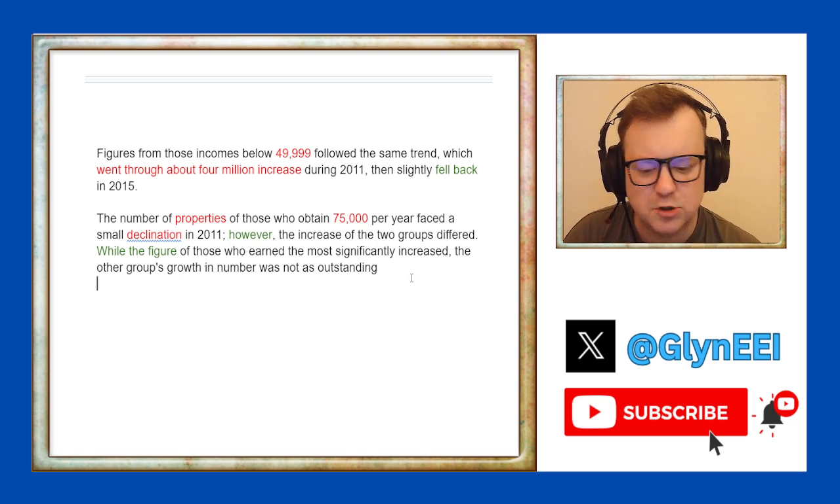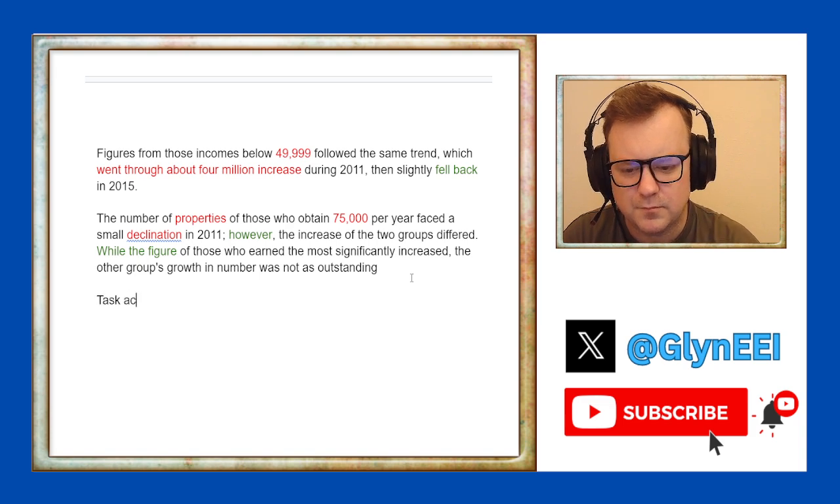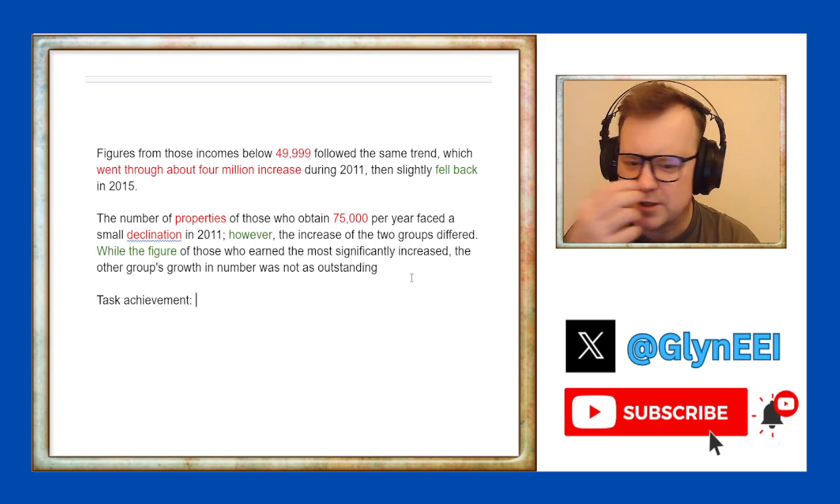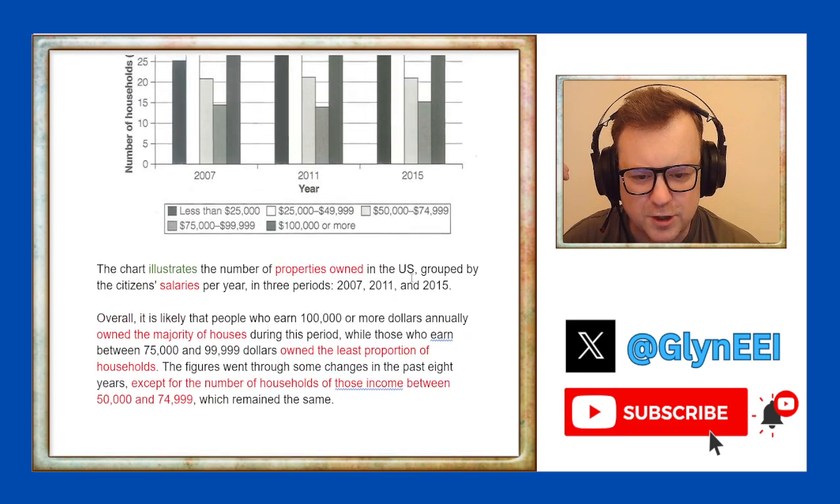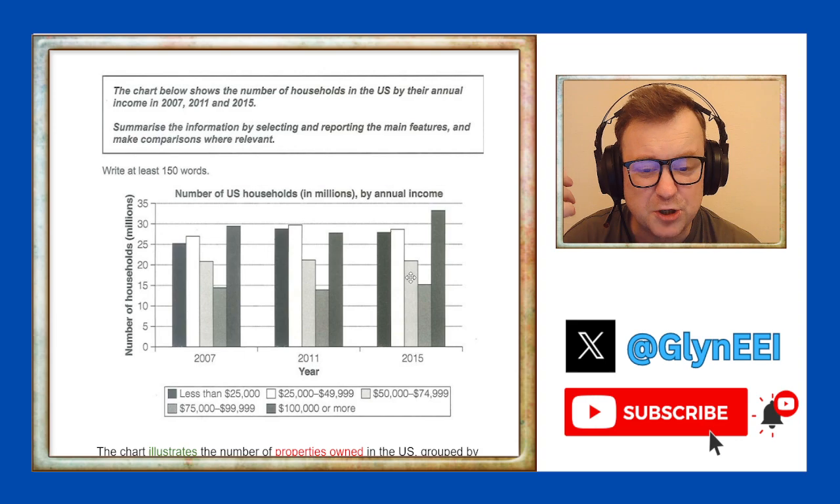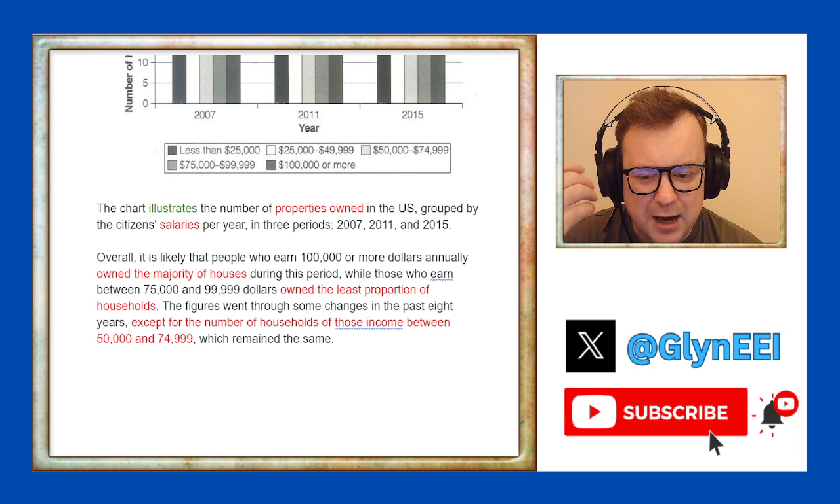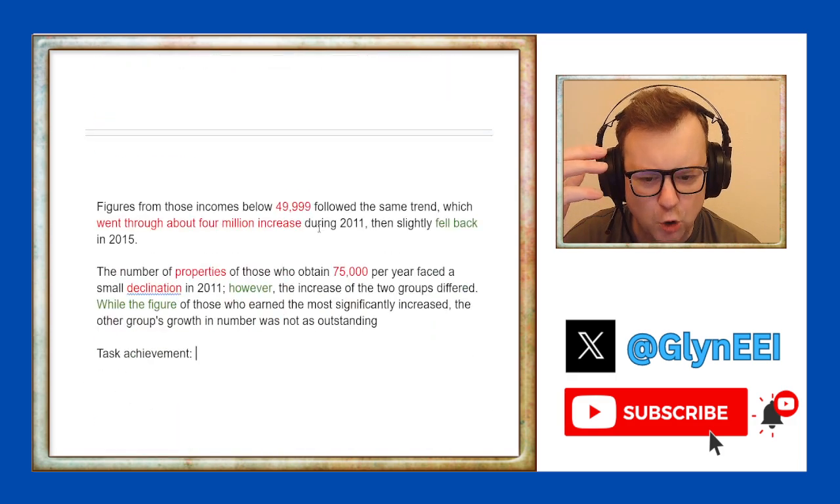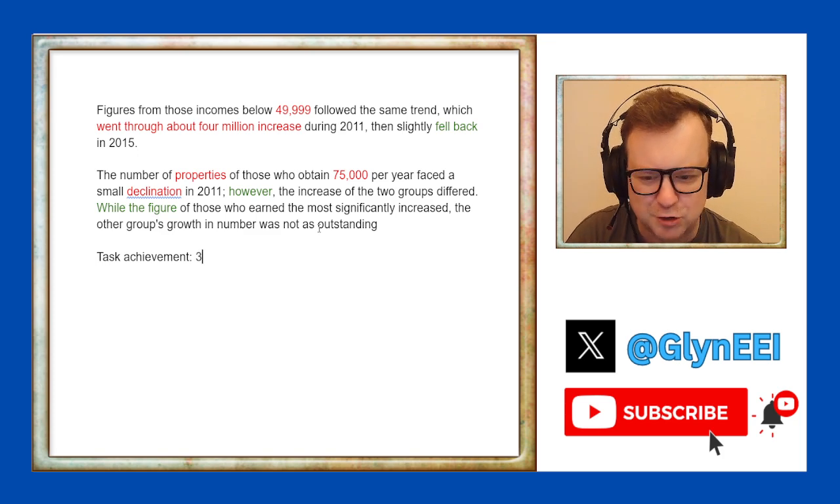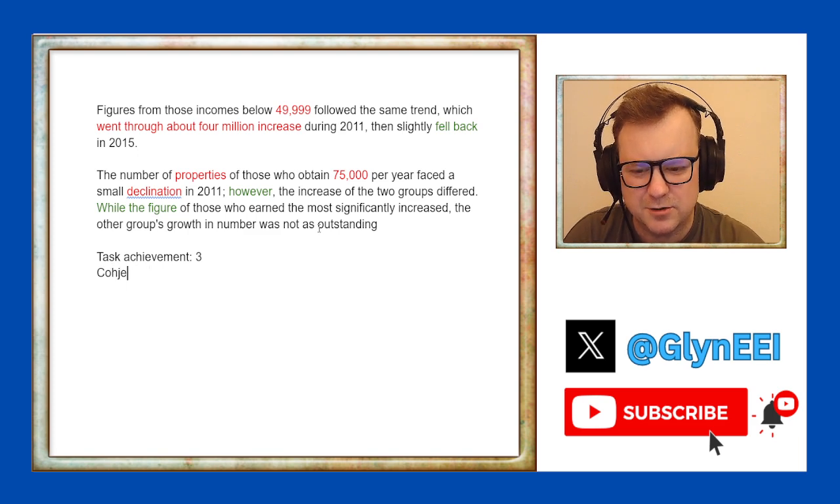Okay, let's get to some marks. So task achievement. Unfortunately, I think I'm between the 3 and the 4 here. The only thing that the candidate has done wrong is that they've misunderstood the word households. Now the candidate is talking about the amount of money, the amount of properties that people own. And that makes the central theme of the whole text irrelevant. And that's why I have to drop it to a 3. Yeah, sorry about that.